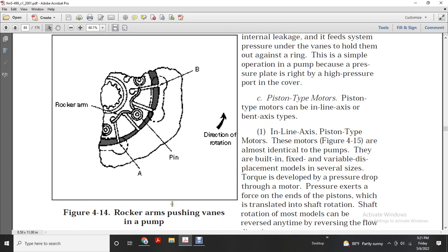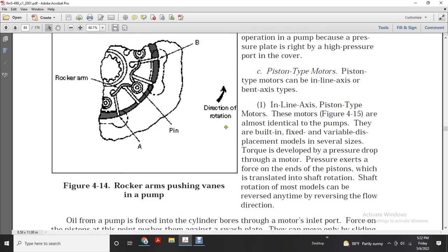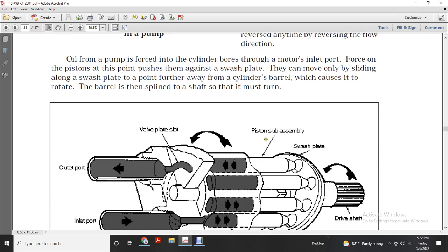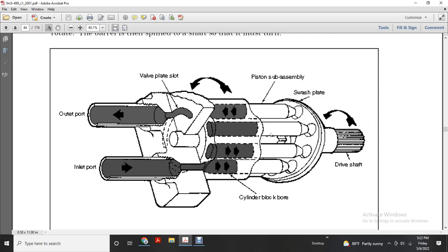Figure 414 shows the rocker arm pushing vanes in the pump. It shows the rocker arm, the pins, and the direction of rotation. Oil from the pump is forced into the cylinder barrel bore of the motor through the inlet port with the force of the piston. Pistons push against the swash plate, but can move only by sliding along the swash plate to a point further away from the cylinder barrel, which causes it to rotate the barrel's spline and shaft so that it must turn. It shows inlet, outlet port, valve plate slot, piston subassembly, swash plate, drive shaft, cylinder block bore.